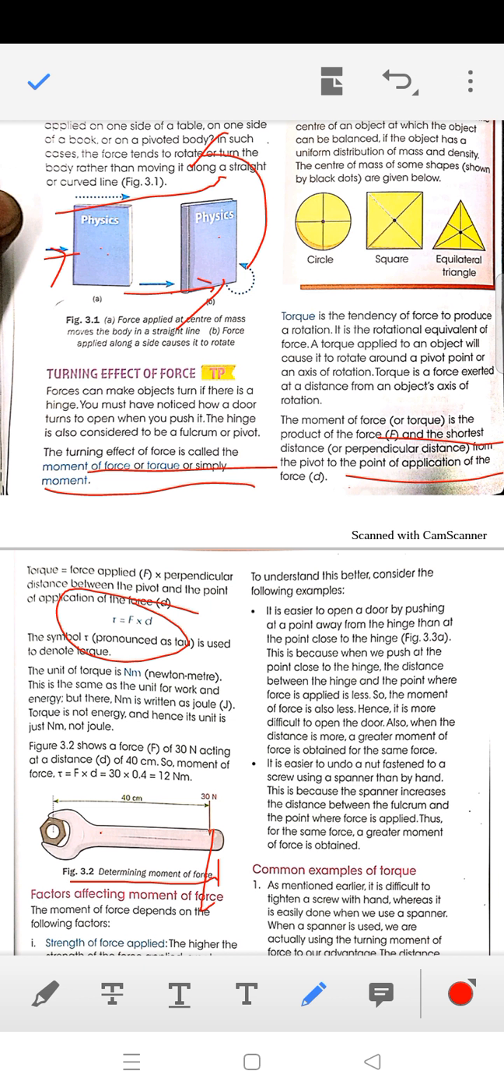Ever you try to open or close the door by pulling it from the middle, you will see that you have to apply more force.